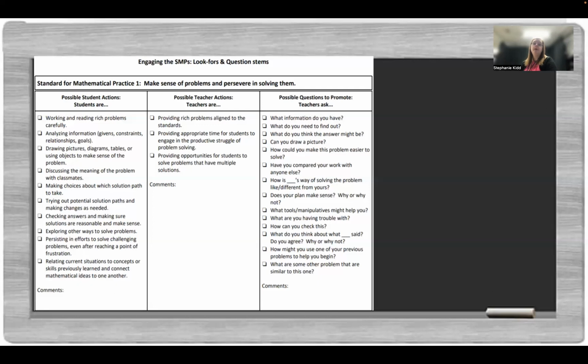Now, the other thing is possible questions to promote. So we may ask, what information do you have? Sometimes a student doesn't know that, but we can start out with, what do you see? Because I can't be wrong about what I see. And so that will get me started in saying, this is what I see here. And then we can ask, well, what does that information do for you? And then these are, just like I said, just some possible questions that will help lead your students in the direction.